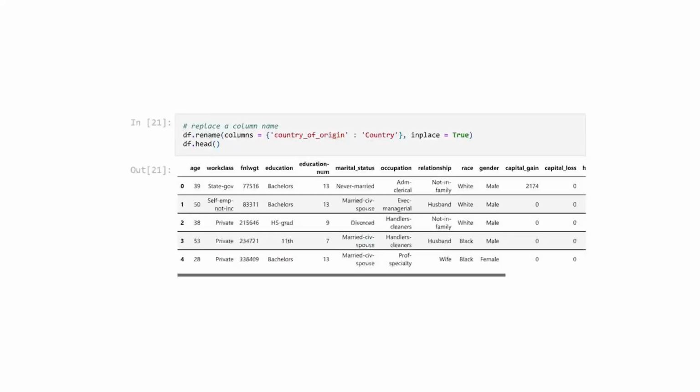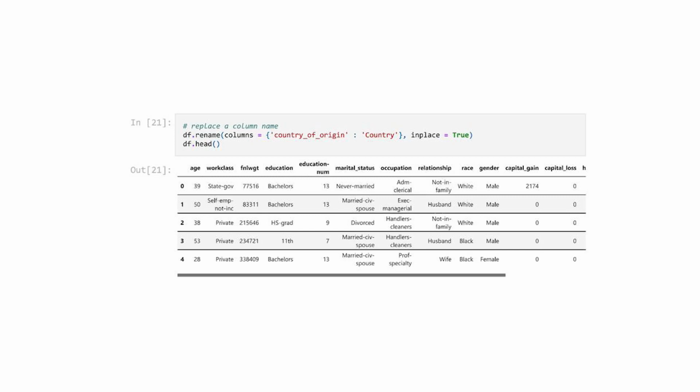So let's say you wanted to rename one of your column names. To do that, you can call the rename function of Pandas, and inside the parenthesis, columns equals curly braces, your previous name of the column and your new name of the column. Now here, inplace equals True is important.